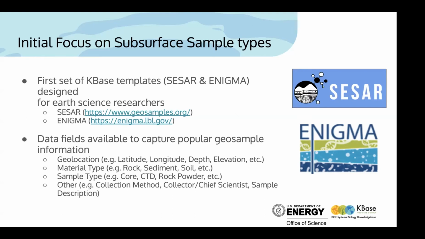And so that's both in terms of the sample type, was it a core? And then also how was that core collected? Any other collection method details, who collected it, and any other descriptions that you have, including things like biome and other things that have controlled vocabulary terms that we can use to validate the ontology.